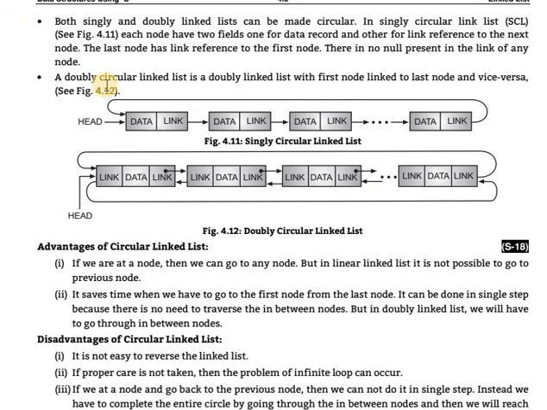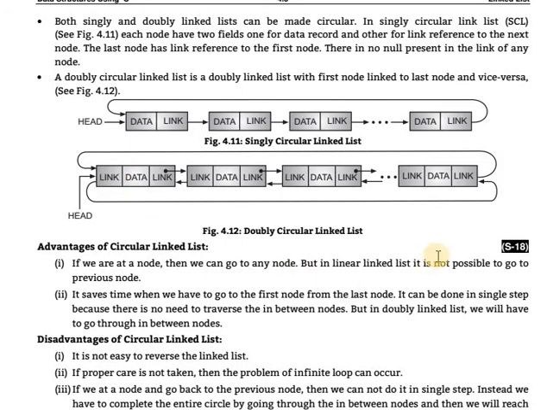A doubly circular list is a doubly linked list with the first node linked to the last node and vice versa, as shown in the figure. In this figure there are two pointer fields, previous and next. The last node is connected with the first, and the previous address of the first node is connected to the last node.